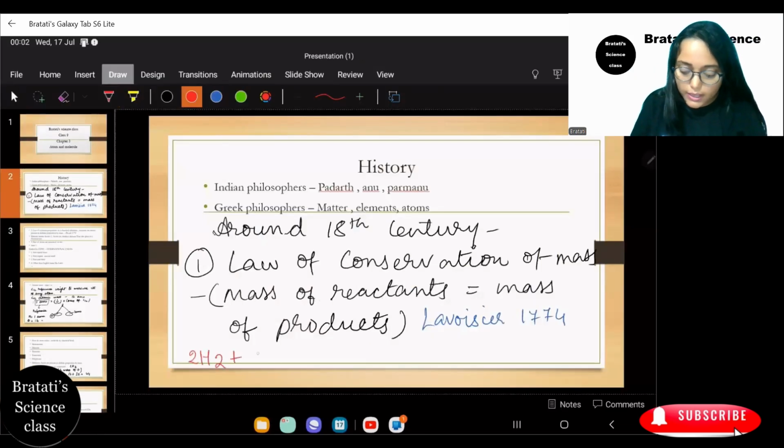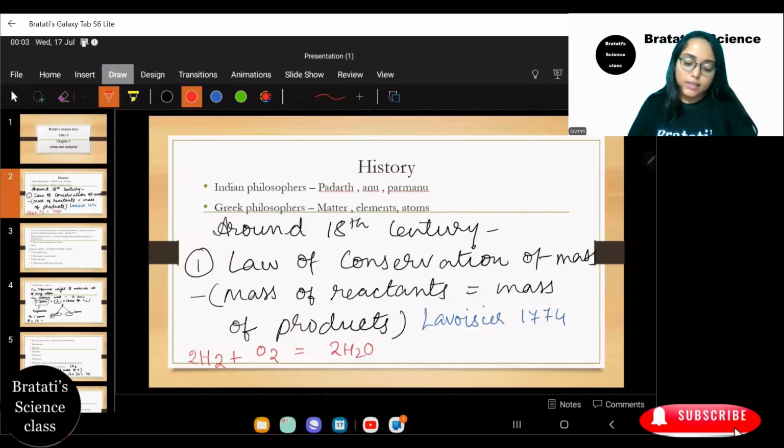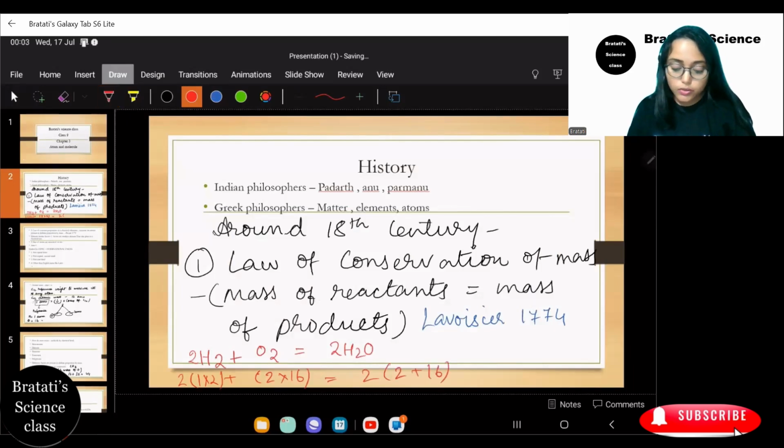2H2 plus O2 equals 2H2O. In this reaction, we can see that the atomic mass of hydrogen is 1, so 2 into 2, plus 2 into 16 for oxygen, the atomic mass of oxygen being 16. On this side, 2 into 2 plus 32. And the other side, 16 plus 2 is 18, 18 into 2 is 36. See, this side 4 plus 32 is 36, and the other side is also 36.